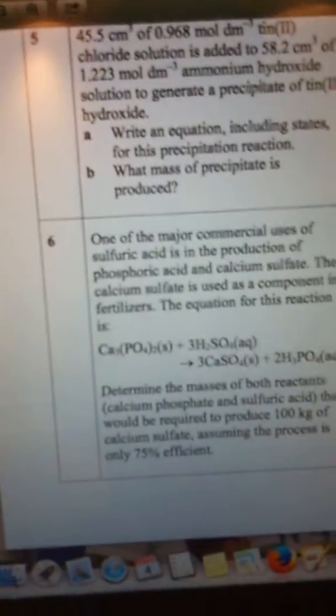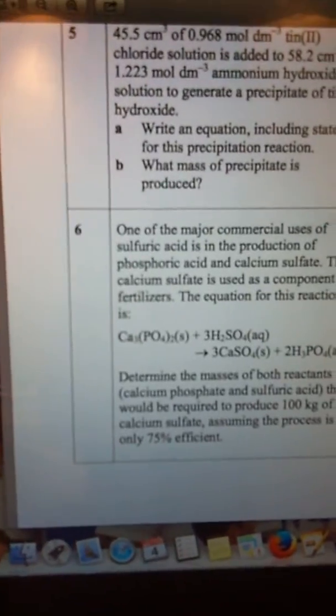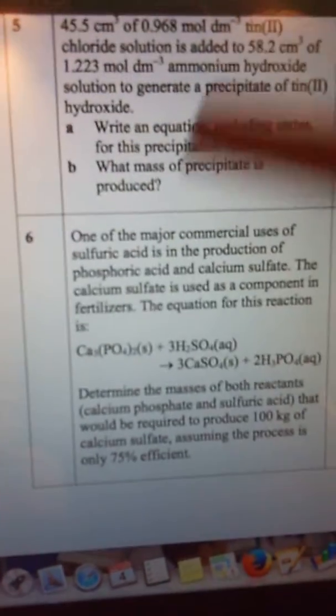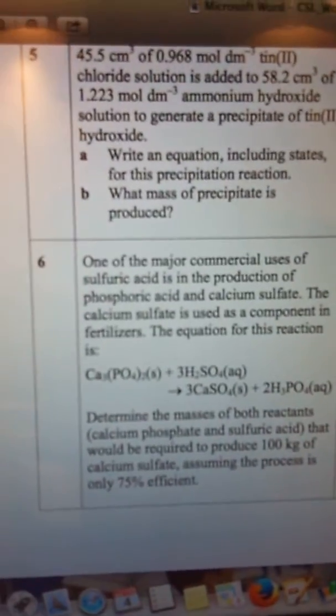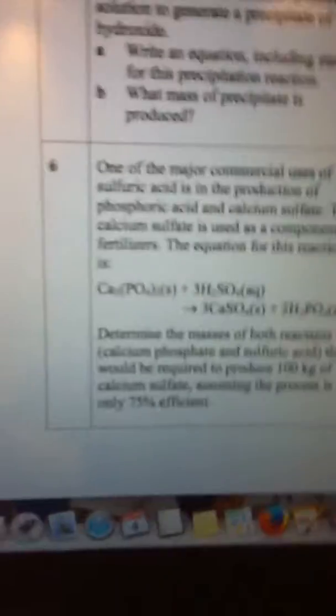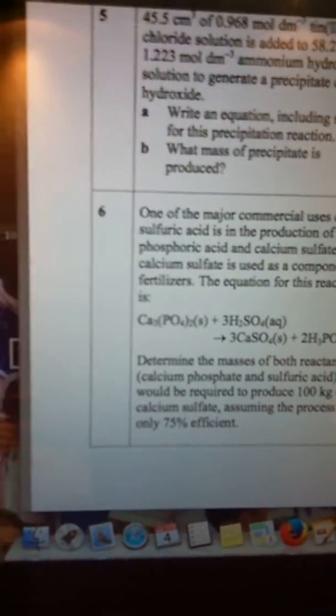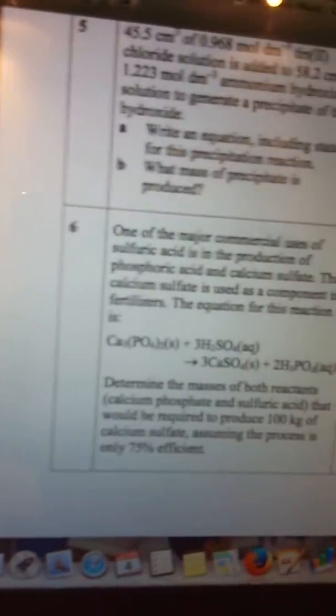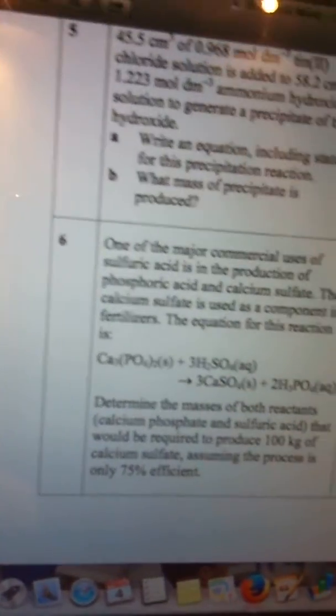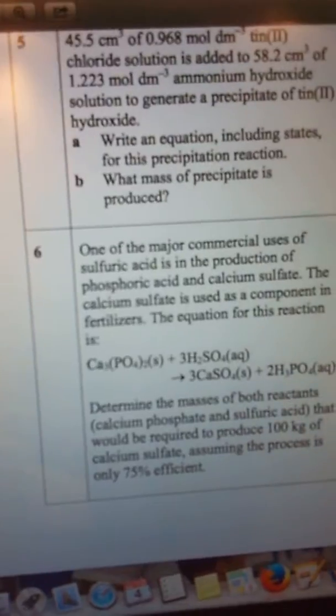So sorry, I was wrong. We're not gonna do problem number 2 of chapter 4.8, but we're gonna do problem number 6 of that same chapter. So in this question, we're asked to determine the masses of both the reactants, so Ca3(PO4)2 and 3H2SO4.